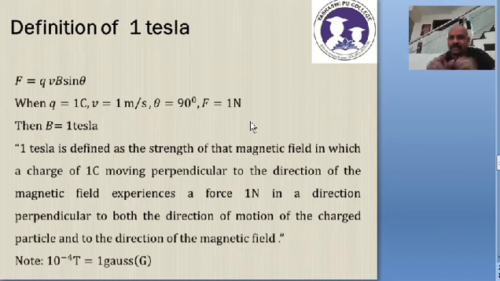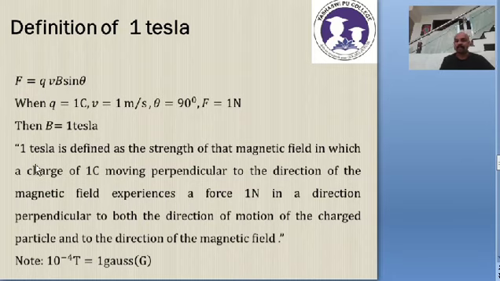Given all these conditions: condition number 1, charge is 1 coulomb. Second condition, velocity is 1 meter per second. Third condition, the angle made by the velocity and the magnetic field is 90 degrees. Fourth condition, force experienced is 1 Newton. If you make all these things 1, and sin 90 is 1 again, then B also obviously should be equal to 1. Observe, dear students, F is 1, q is 1, v is 1, and sin theta is also 1, then B should be equal to 1 only, that's it.